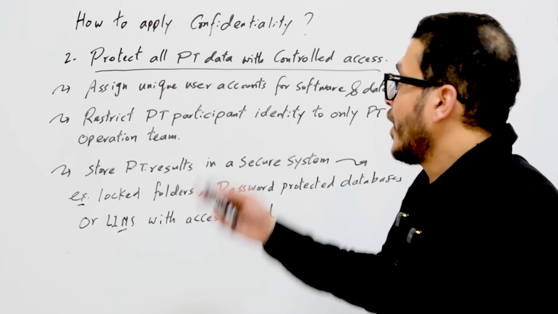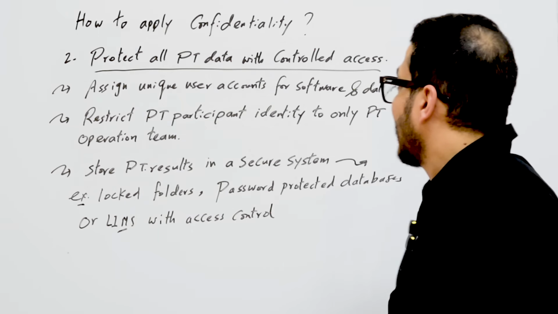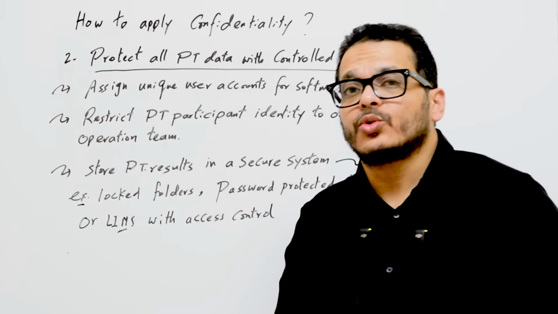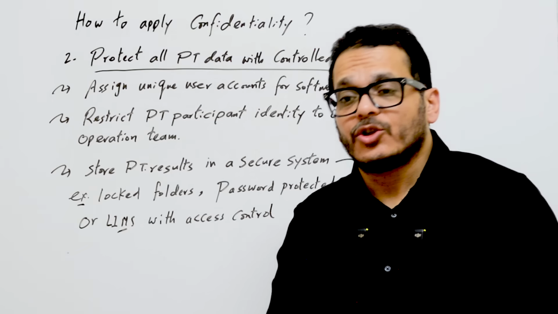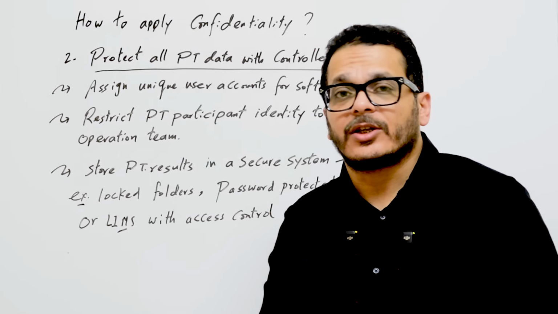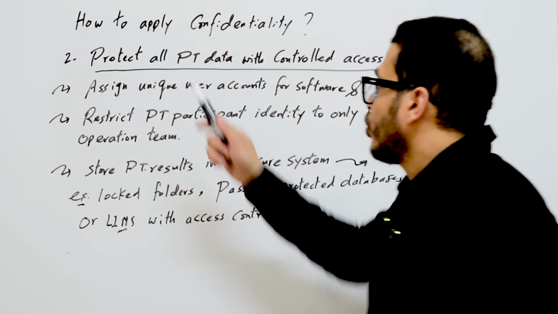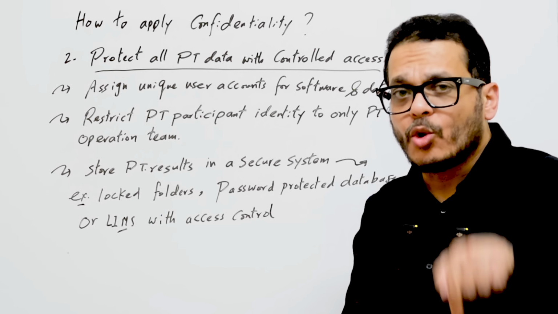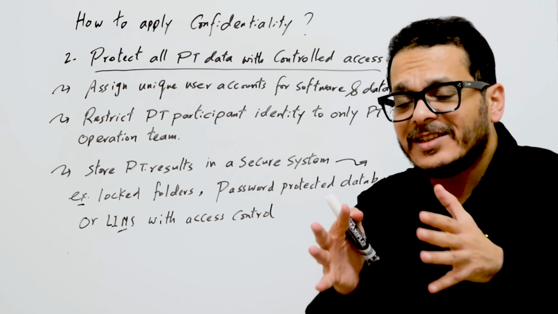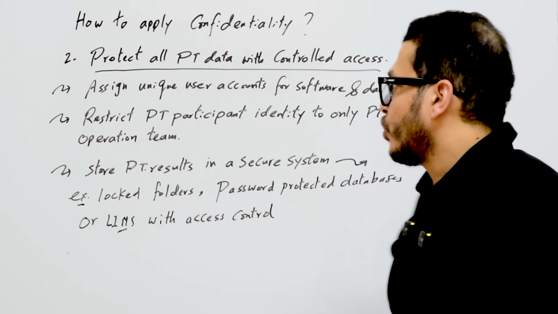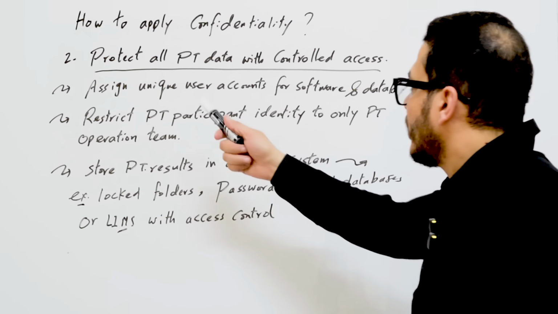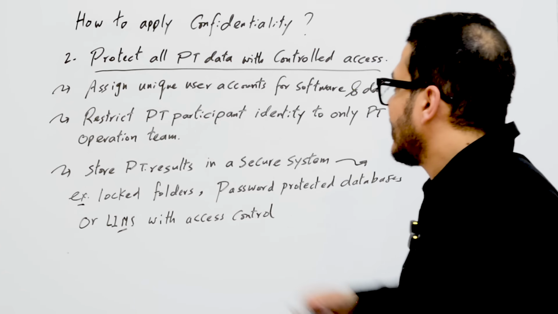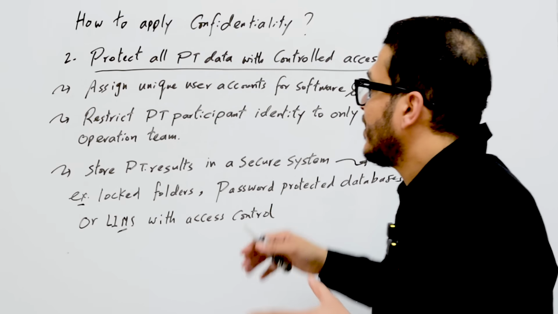Second point, you can also protect all PT data with controlled access. In the new standard, software has been promoted. You should use software to protect your data, not only paperwork. So protect all PT data with controlled access. Everyone working inside the organization will have his unique account, password protected also. Assign unique user accounts for software and databases, and also restrict PT participant identity to only the PT operation team.